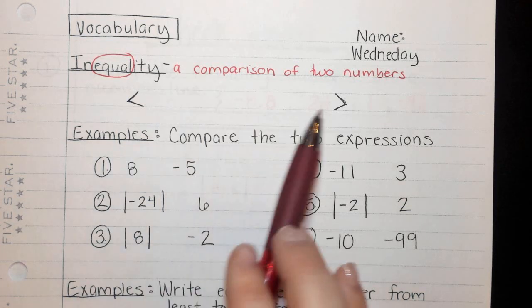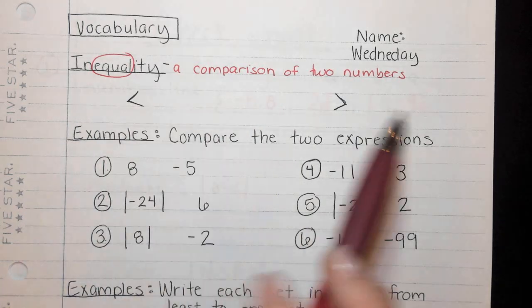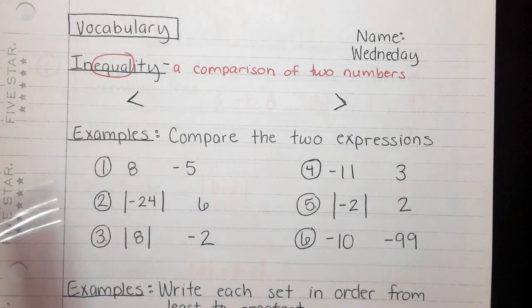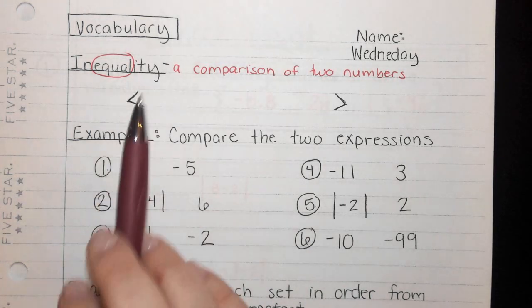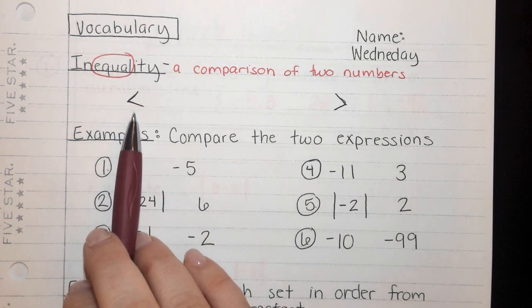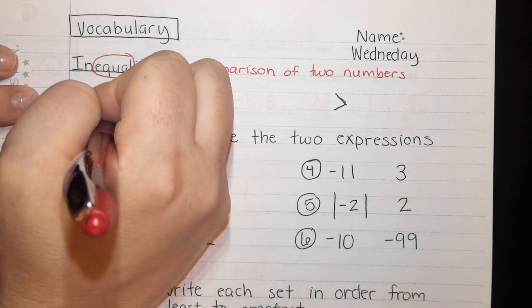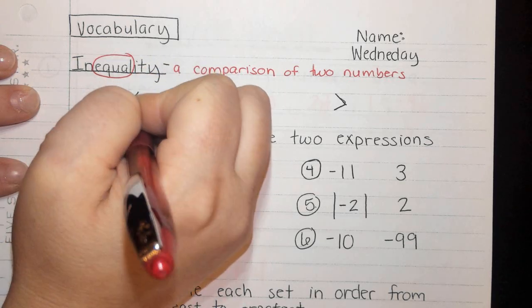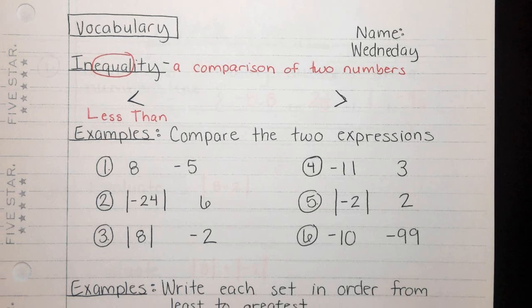All right, a lot of y'all have seen these symbols before down here. I've heard people call them the alligator symbols. The alligator always eats the bigger number. But we need to know the more technical term for the symbols. Does anyone know what this symbol would be called? Raise your hand. Christy? Less than. This is our less than symbol.